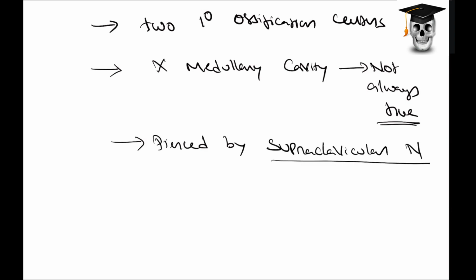Among all of these three supraclavicular nerves, they go over the clavicle and supply the skin covering till the manubrium sterni or the Louis angle. Louis angle is the part where your manubrium sterni and the body of the sternum meet, or where the second rib meets. So till there they supply the skin.